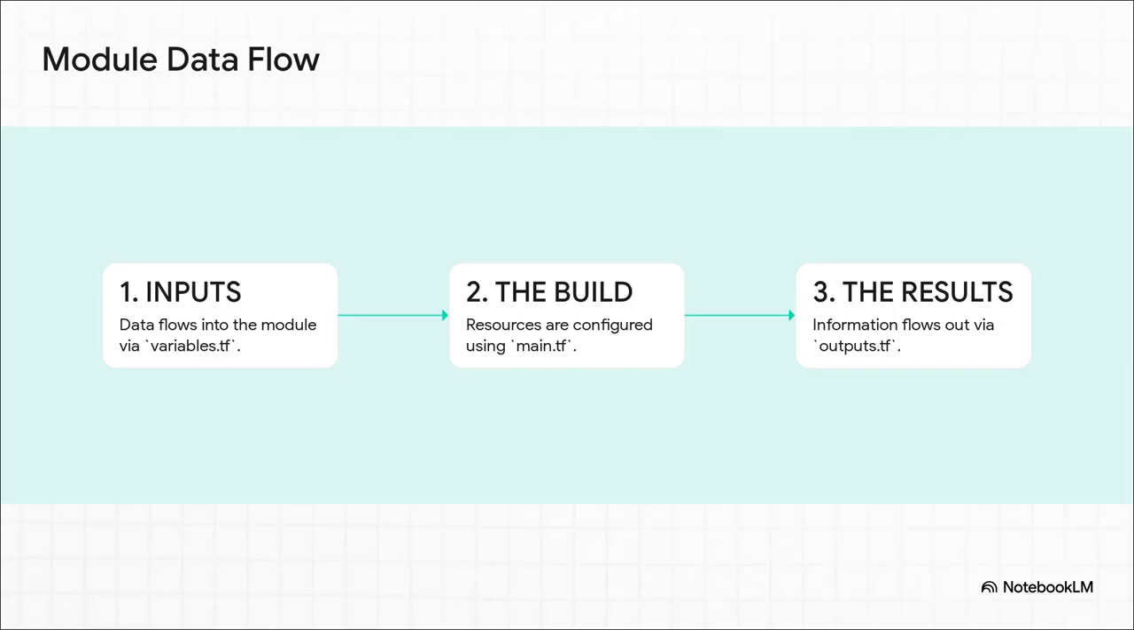It really helps to think of the whole thing as a little machine. First, you feed it your specific instructions through the inputs. Then, the machine gets to work. It uses those instructions in the build phase to actually create your infrastructure. And finally, it hands you back a receipt, all the crucial details about what it just built, as the results. See? It's a really clean, predictable flow.